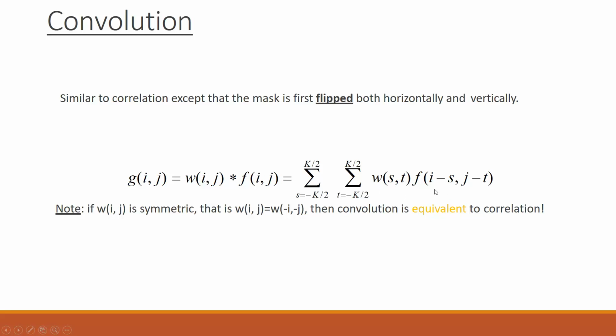Since we have to rotate the filter by 180 degrees, or we can rotate the image by 180 degrees, the convolution will give the same result. So f of i minus s comma j minus t. Now, if the filter is symmetrical, then the convolution is equivalent to correlation.